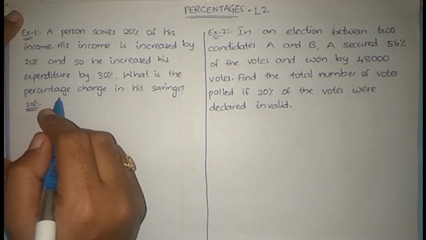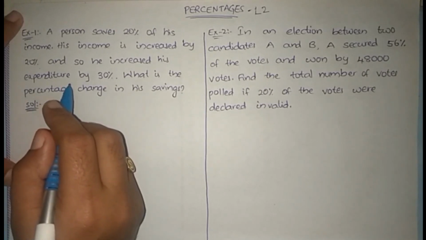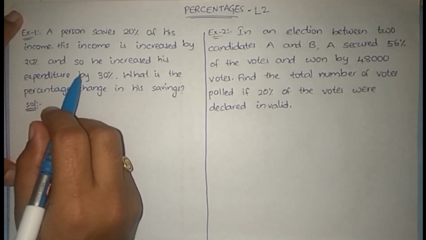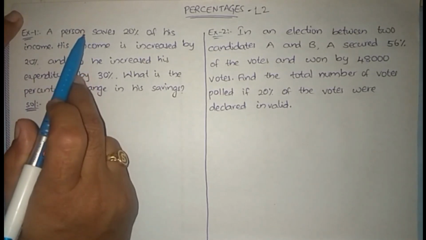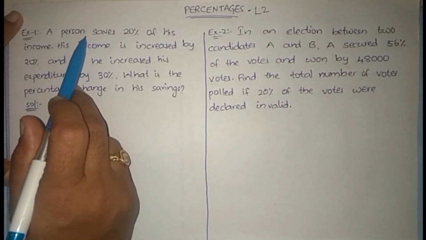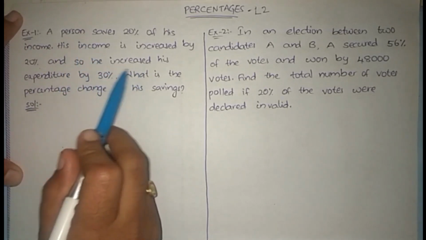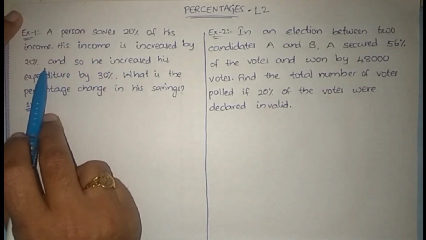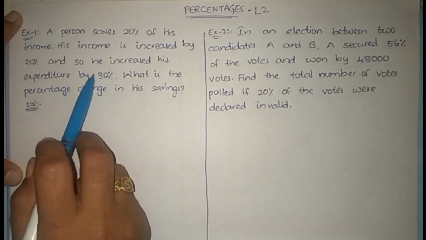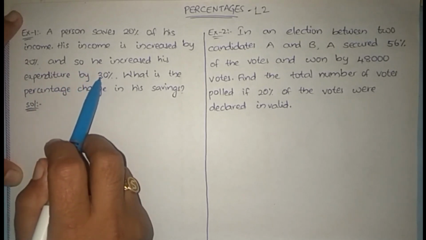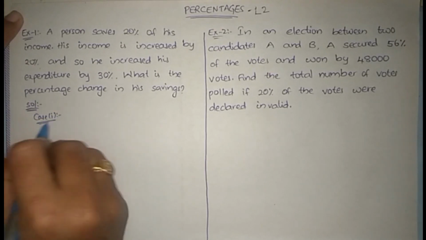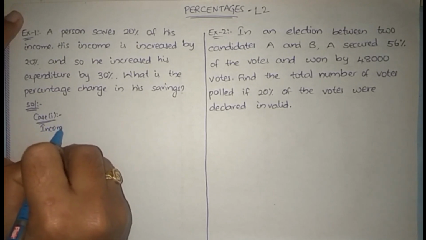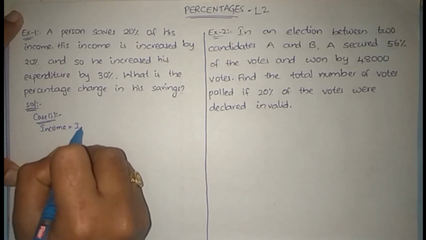Here in this problem, if you observe, two cases are discussed. In the first case a person is having a certain amount of salary or income, out of which he saves 20%. In the second case, his income is increased by 20% and parallelly his expenditure is also increased by 30%. Case 1 I am taking. So in case 1, let me take income as I1.